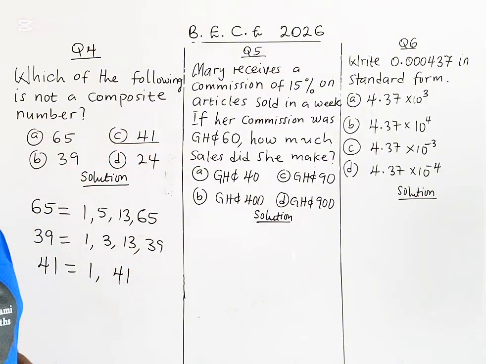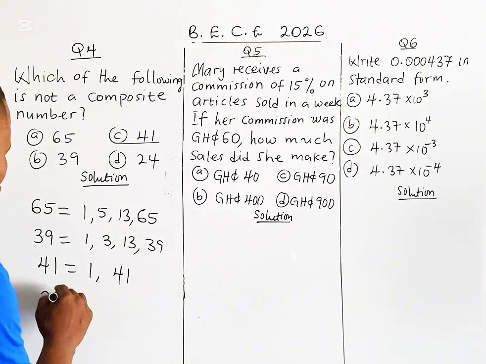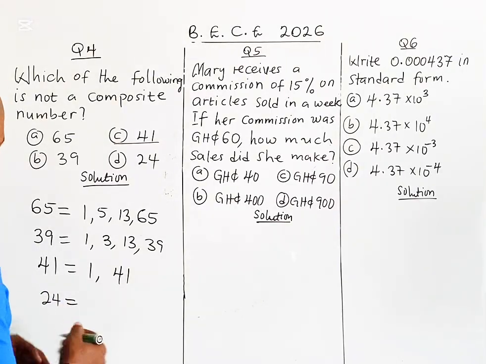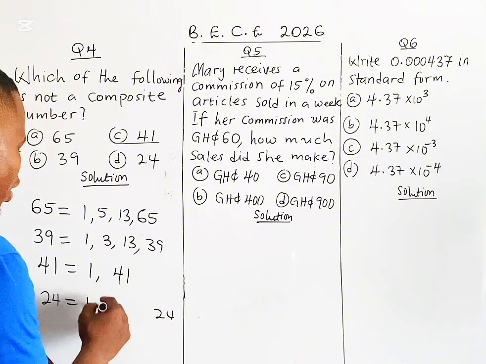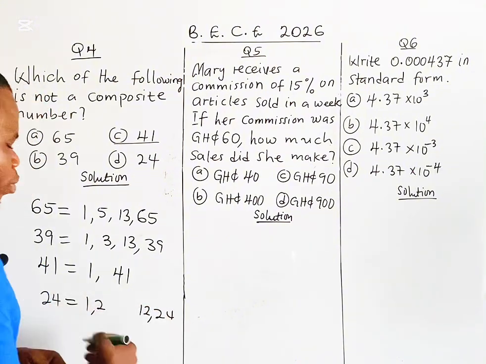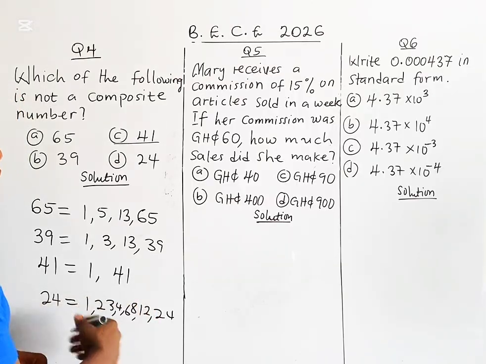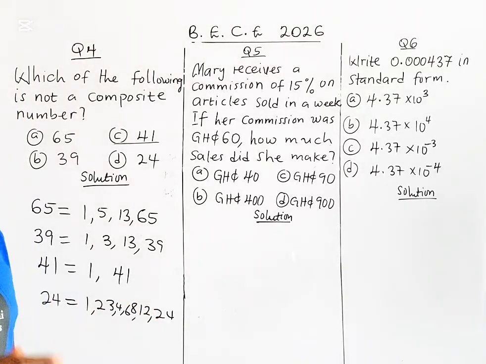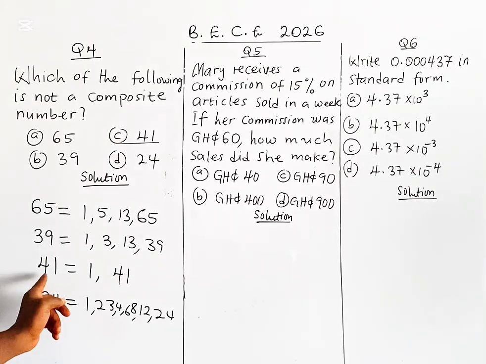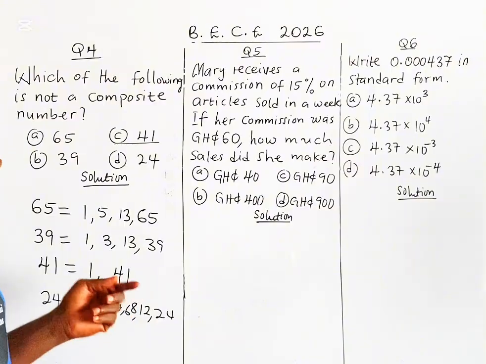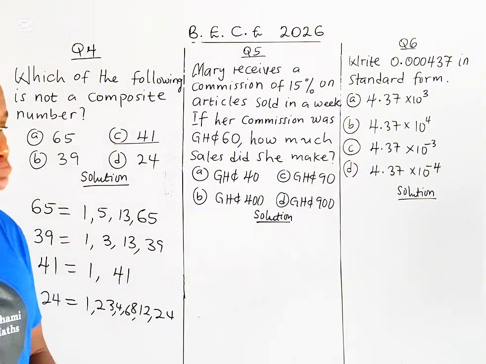You don't need to work for D or list the factors for D, because if I take D, which is 24, factors of 24, I can say 1 and 24. I can also say 2 and 12. I can say 3 and 8. I can say 4 and 6. These factors, when you multiply them, you get 24. And you can see that this one has more than 3 factors, meaning 24 is a composite number. But the question is saying which of them is not a composite number. So the correct answer is 41 is not a composite number, which is option C.